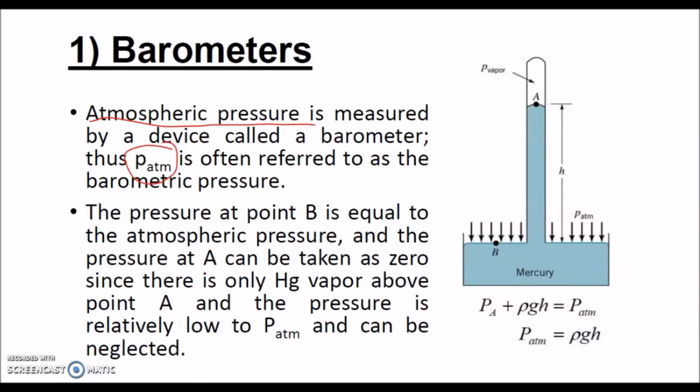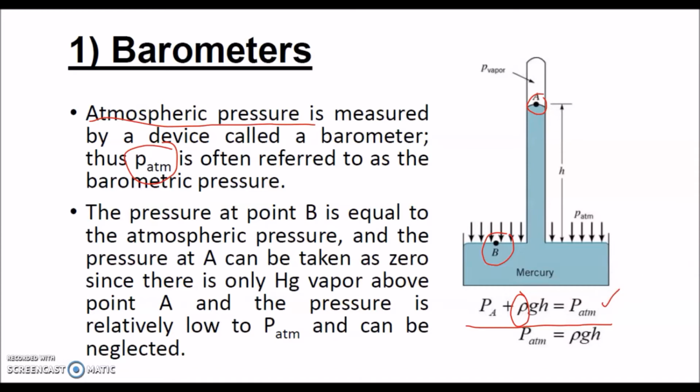We can see here where the atmospheric pressure is. It is at B. B is atmospheric pressure. Point A is vacuum pressure because here we have gases. And then how do we calculate pressure in the barometer? It is pressure at A plus pressure at B, rho g h. So here we are using the density of mercury and then we get the atmospheric pressure.